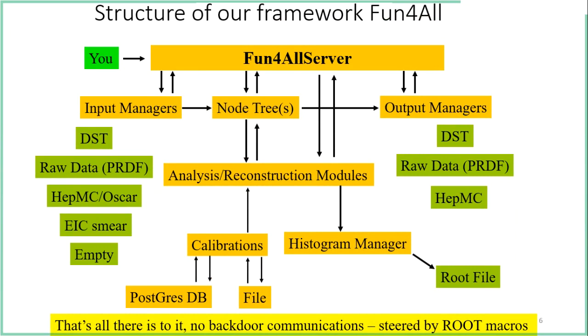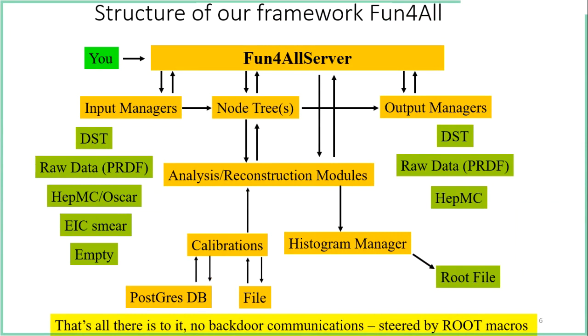We can read DSTs. That's an old name. It's data summary tape, so it's reconstructed output. It can read raw data. In that case, there was a PDF file. For the EIC test beams, Martin's data acquisition system, the RC DAC, writes these files. So you can actually read raw data files from lots of these test beams. It can read generic HepMC files. There's an old standard called Oscar. I'm not sure if that's still being used, but we can read it.